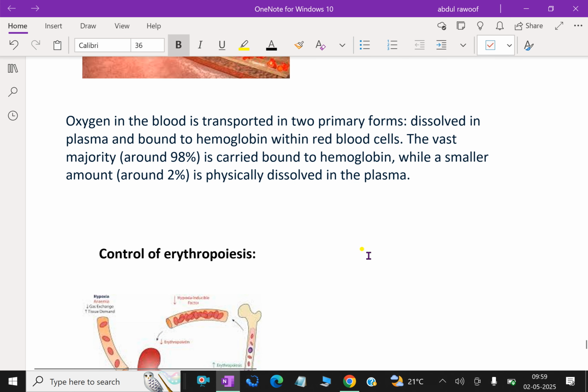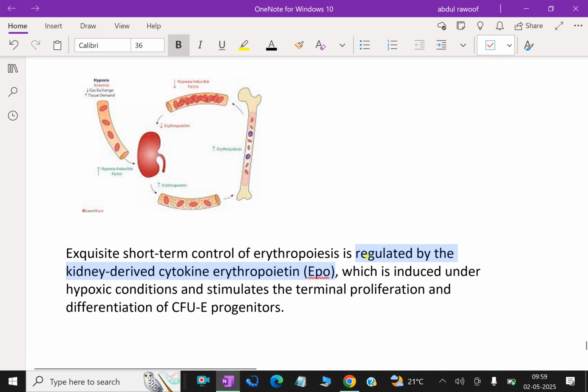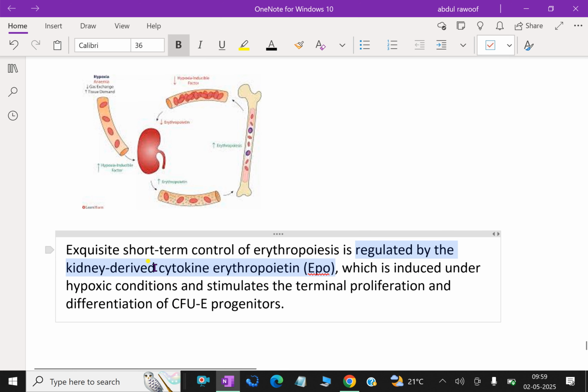Control of erythropoiesis. Short-term control of erythropoiesis is regulated by the kidney-derived cytokine erythropoietin (EPO), which is induced under hypoxic conditions and stimulates the terminal proliferation and differentiation of CFU-E progenitors.